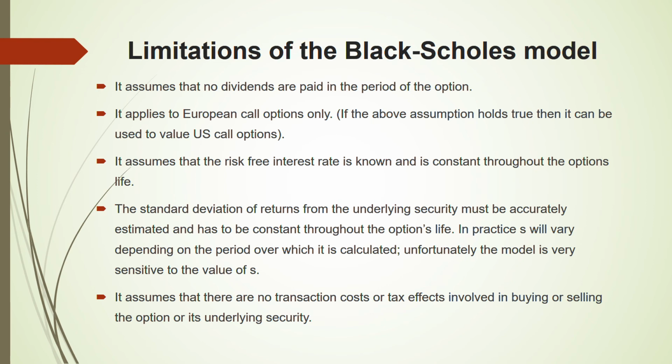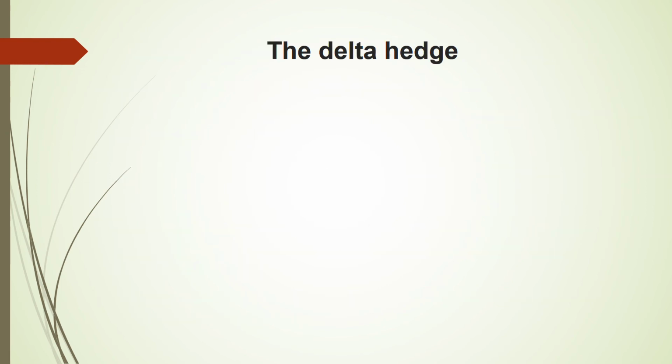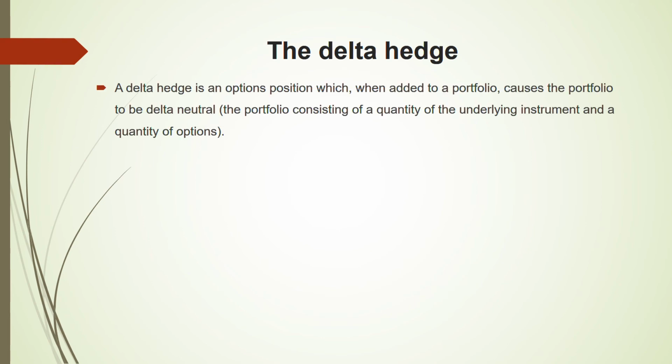Now let us move to the delta hedge. What is delta hedge? A small portion of this part came in the exam. I don't remember exactly, but in one of the past papers I saw delta hedge, where you were supposed to calculate the number of options that you need to buy or sell. So delta means change. How sensitive the price of your option is to changes in the variables.